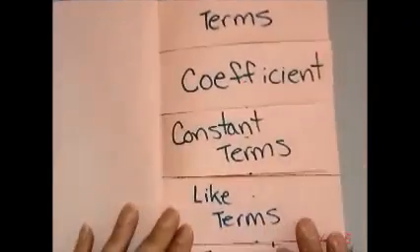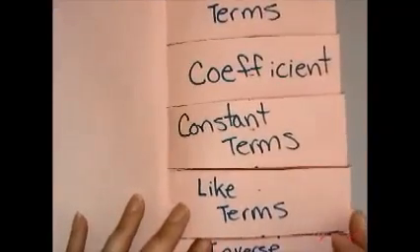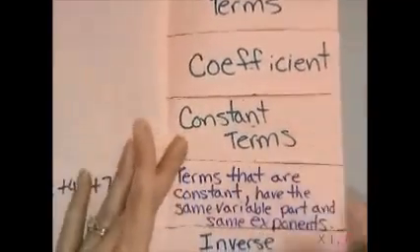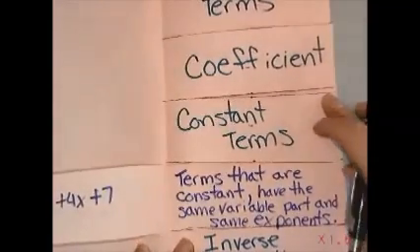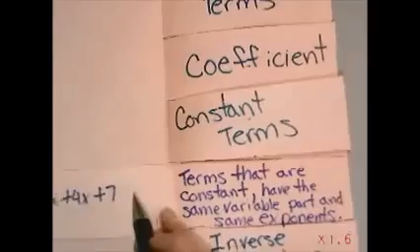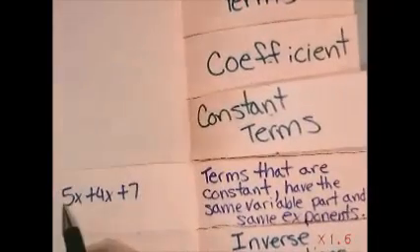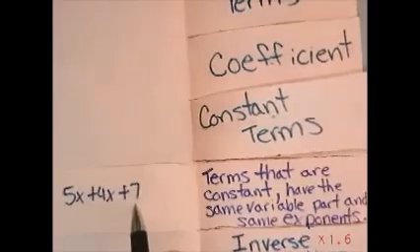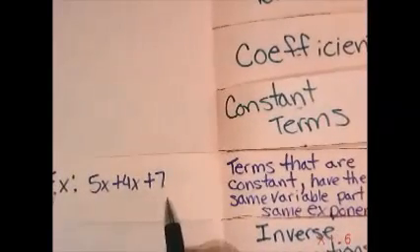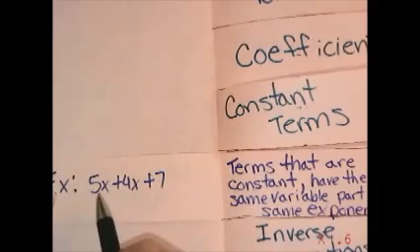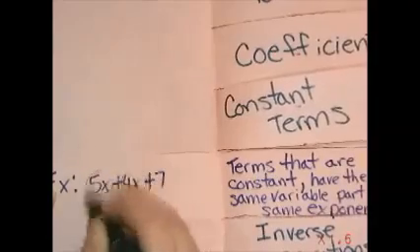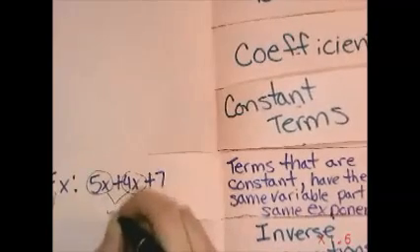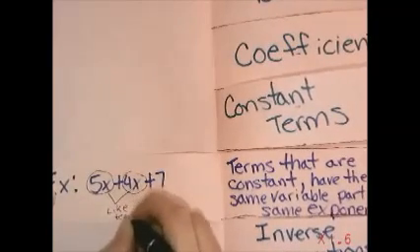Like terms. Like terms are terms that you can actually add together. For instance, terms that are constant have the same variable part and same exponents. Those would be like terms because you can add them together. Let's look over here. So what terms can I add together here? I have nothing to add 7 with because there are no other constant terms. But I do have 2 coefficients that have the same variable part, and since they have the same variable part, these are like terms, and I can add those, and that would give me 9x. So like terms can be added together.